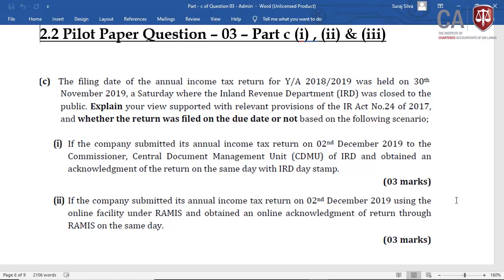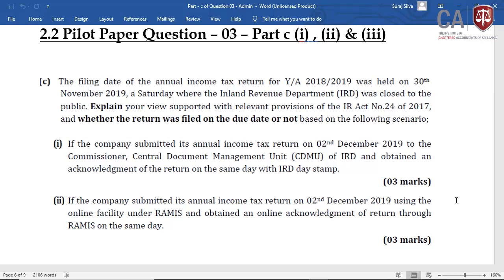Explain your view, supporting with relevant provisions of the Inland Revenue Act number 24 of 2017, and there are 2 requirements in 1 question: whether the return was filed on the due date or not, based on the following scenarios. Now you have to explain with relevant provisions. What does relevant provision mean? You should apply the theoretical part, and you should know what theoretical part is relevant to this answer.